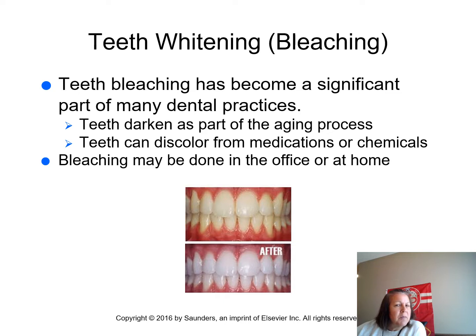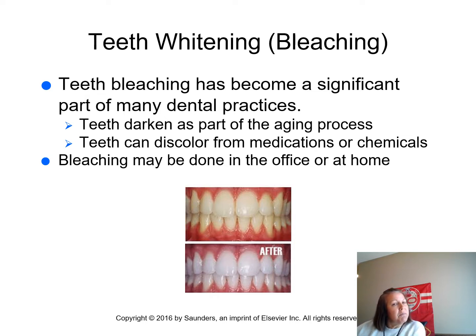As you know, bleaching has become a huge part of private practices today. Everybody wants to look pretty and everybody wants their dark teeth to be white. Some of the things that can cause that darkening of our teeth as we age is the dentin showing through that translucent enamel more. And medications such as tetracycline, we've talked about chemicals, and people's bad habits, drinking coffee, wine, smoking, any type of tobacco, all of those things can cause our teeth to discolor over time.